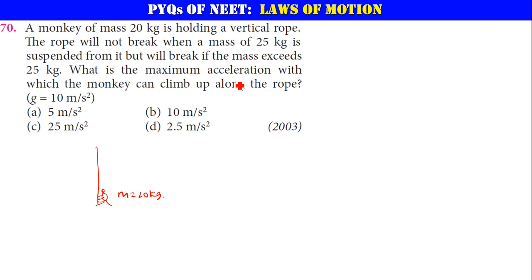What is the maximum acceleration with which the monkey can climb up along the rope? So basically, just now we have discussed apparent weight. If apparent weight is more than the force related to 25 kg, what is the force related to that? That is 25 times g, that means 25 into 10. If it is more than this 250 newtons, definitely the rope will break. Now the mass of this monkey is 20 kg right now.